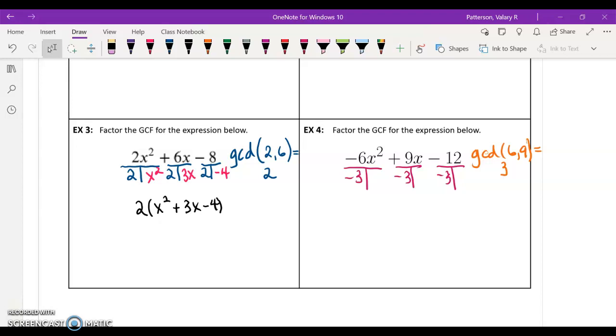So let's figure out here, when we divide, what do we have left? So when I divide negative 6x squared by negative 3, what do I have left? 2x squared, okay. If I divide 9x by negative 3, negative 3x, okay, good. And then negative 12 divided by negative 3, no x. Is it 4? Oh, positive 4. I'm just going to put plus 4.